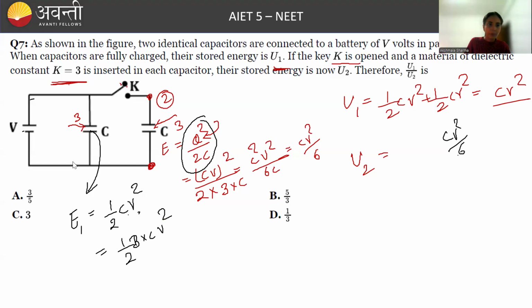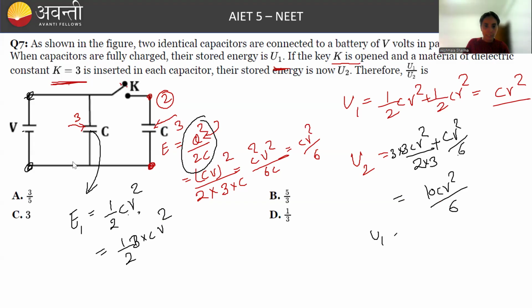V will remain constant because it is connected to a battery of potential difference V. So here, how much is it coming? 3 CV square by 2. Now, if we multiply it with 3, then I will multiply and divide by 3. So this will become 10 CV square by 6.